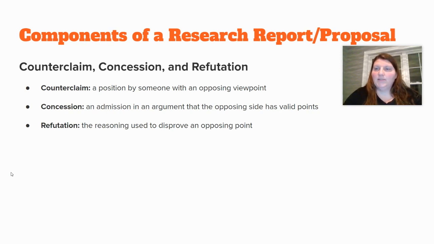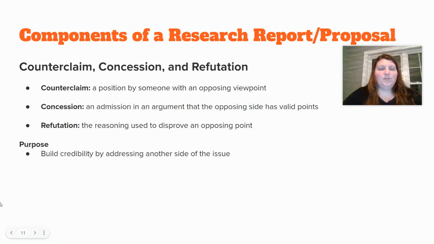So we're not talking about concession like where you go get a hot dog and popcorn. We're talking about conceding, so kind of meeting in the middle. Where is something in the counterclaim or an opposing point of view that you can agree on to a point? And then your refutation is the reasoning that you use to disprove the opposing point. So you are agreeing to a point with the concession, and then you're saying, in fact, this is why I am right and that side is wrong.